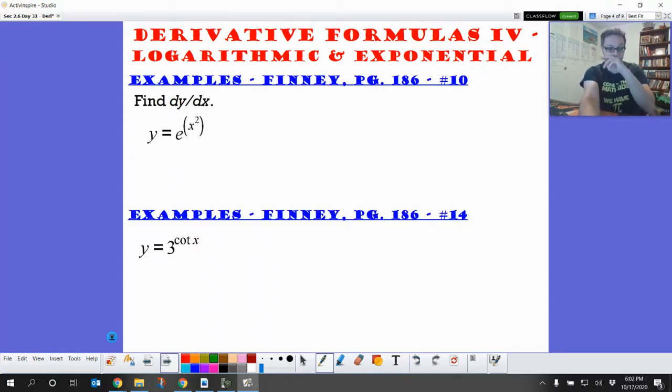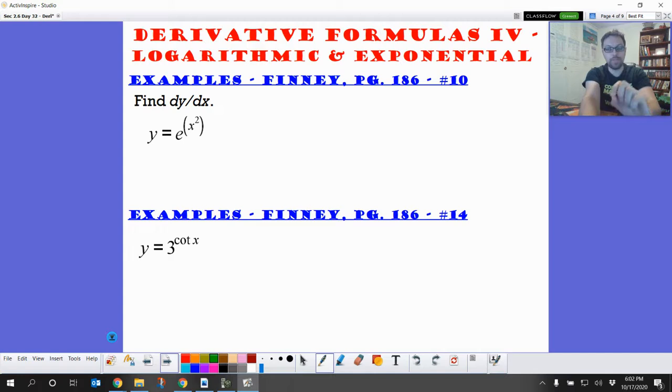All right, so say we're doing this derivative. So we've got e to the x squared. So unfortunately, I know I just said that the derivative of e to the x is just e to the x. That's not what we have. We have e to the x squared. So, dang, what are we going to do?